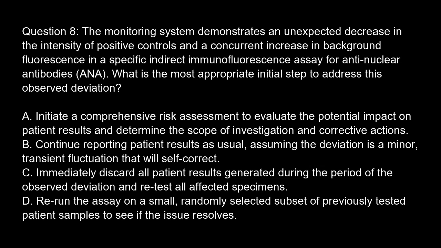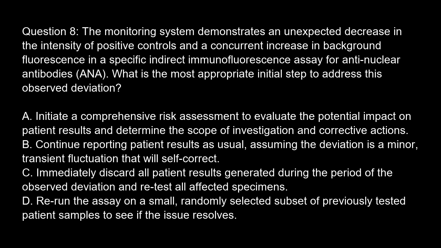Question 8. The monitoring system demonstrates an unexpected decrease in the intensity of positive controls and a concurrent increase in background fluorescence in a specific indirect immunofluorescence assay for anti-nuclear antibodies, ANA. What is the most appropriate initial step to address this observed deviation? Option A. Initiate a comprehensive risk assessment to evaluate the potential impact on patient results and determine the scope of investigation and corrective actions. Option B.